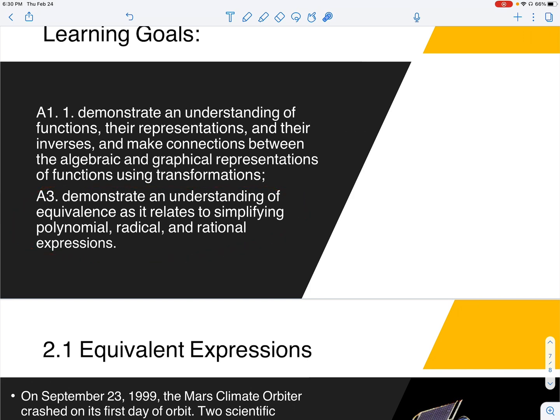So it is to demonstrate an understanding of equivalence, which just means that something is equal as it relates to simplifying polynomial, radical, and rational expressions. So a little bit more emphasis on rational expressions.